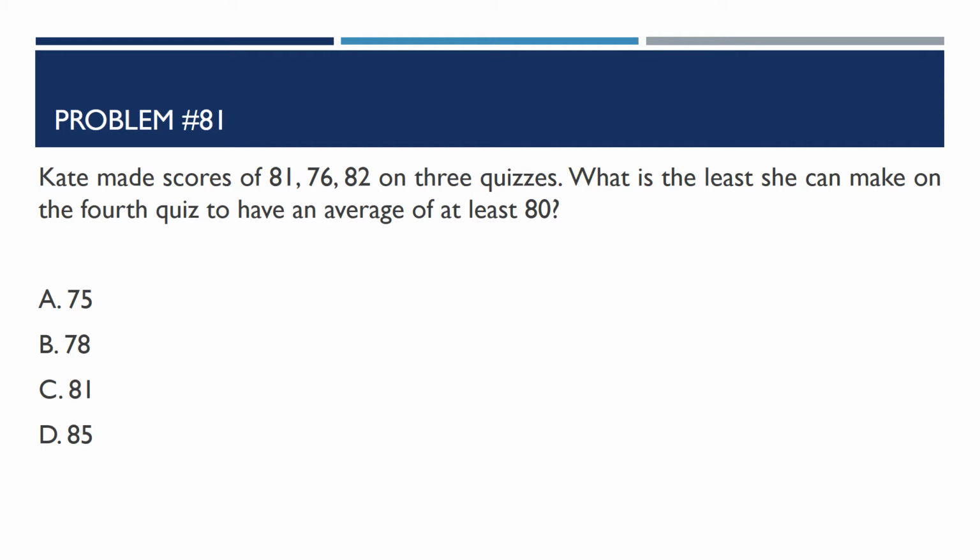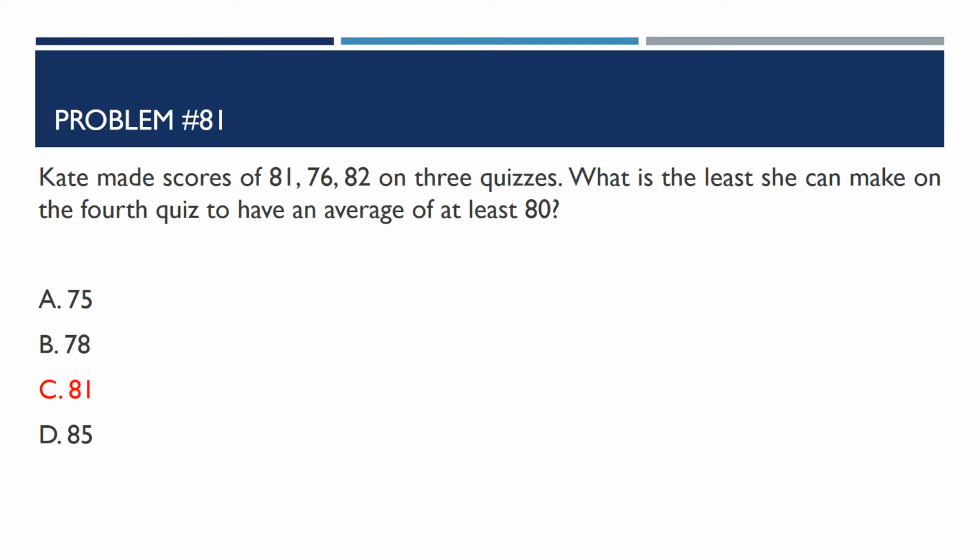Number 81. Kate made scores of 81, 76, 82 on 3 quizzes. What is the least she can make on the 4th quiz to make an average of at least 80? So let's find out the answer. The answer for this problem is 81. So let me show you how to do it.